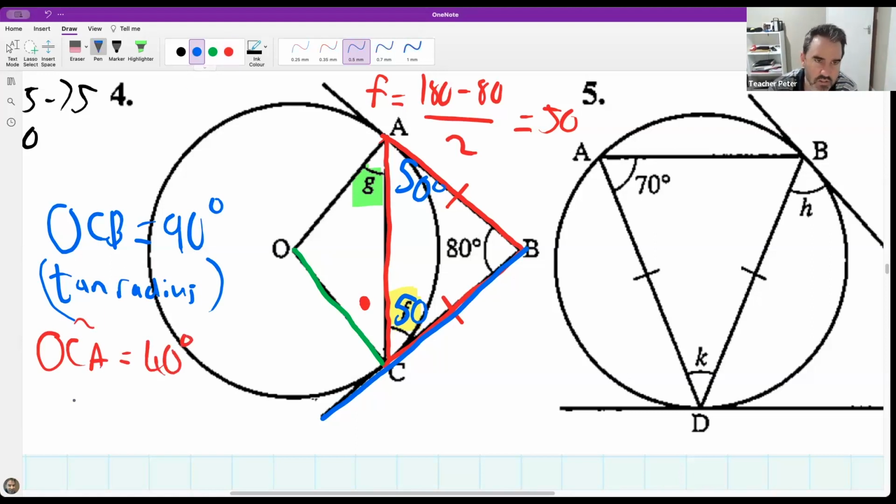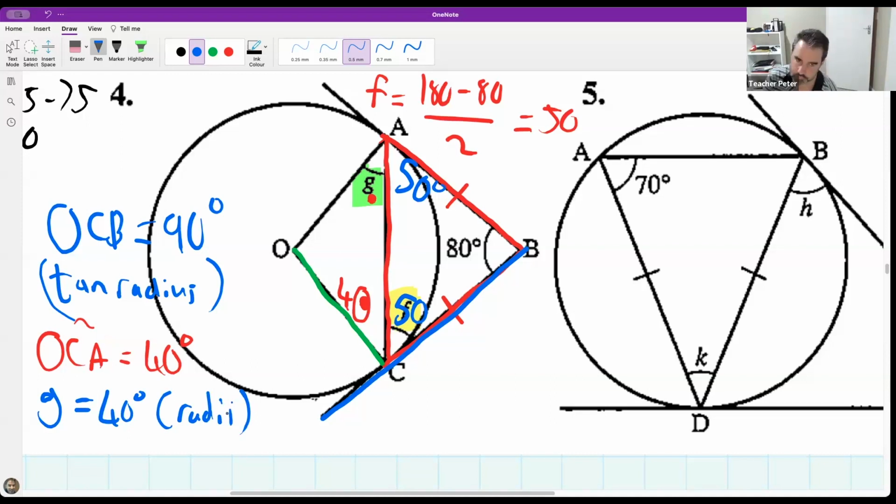So what is G then going to be? I think that if this is 40, G has to be 40 as well. And the reason for that is radii. So in fact, that would be 40, and this would be 40.